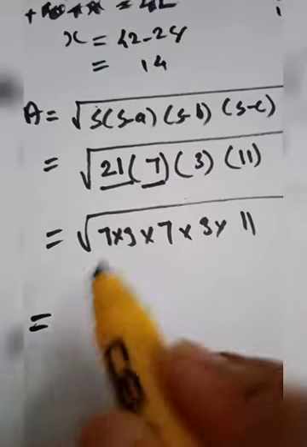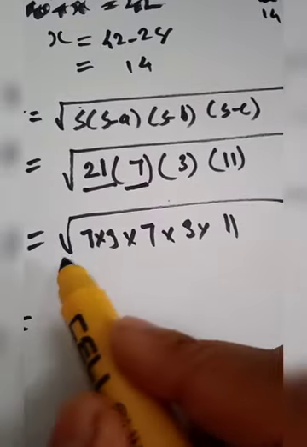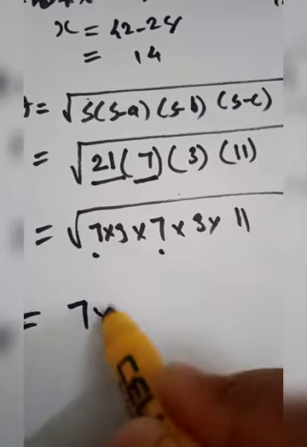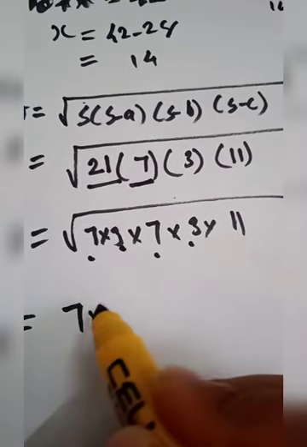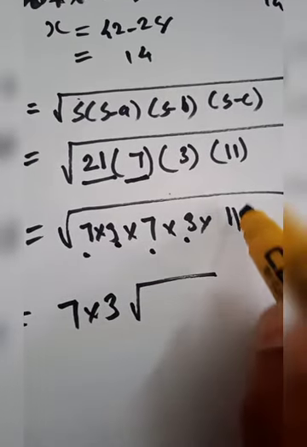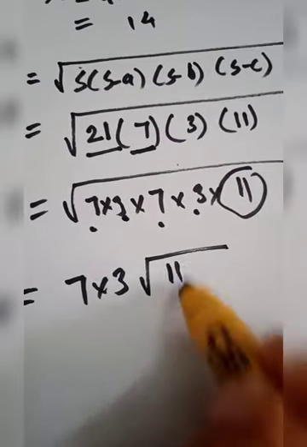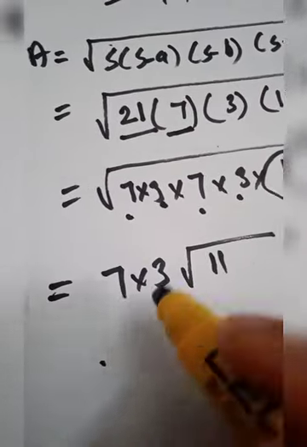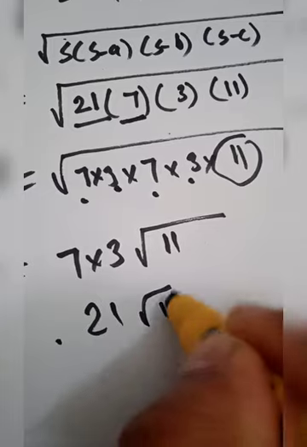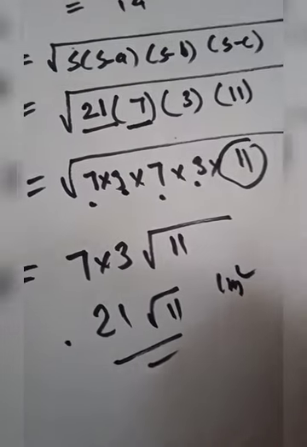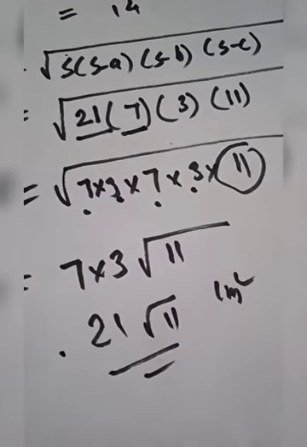Now just see, take the square root. What is the square root of 7 into 7? 7. What is the square root of 3 into 3? 3. Then under the square root only one number will remain. What is that? 11. So the answer will be 21 root 11, centimeter square. This is the area. Clear? Moving to the next question.